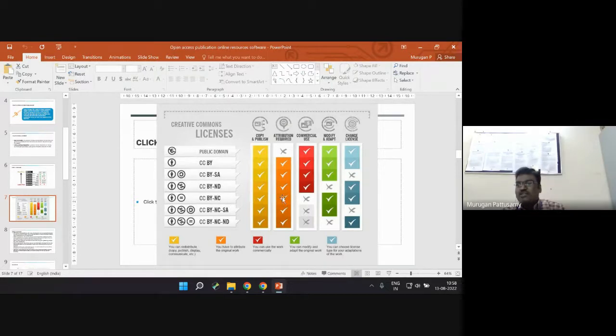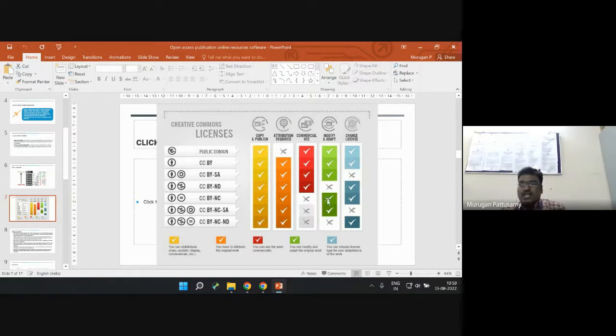So what are the things you can do with respect to that particular paper? You can copy and publish. You have to provide the citation, but you can't use that particular paper for commercial activities. Only for non-commercial activities can you use that particular reference. Make sense?